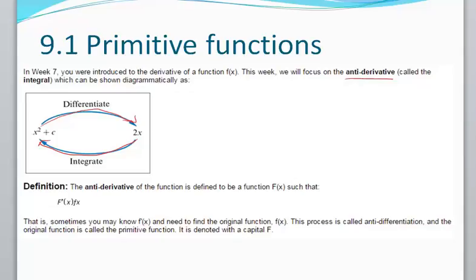We find our antiderivative. The antiderivative of a function f(x) is defined to be the function capital F(x), such that capital F dash x equals f of x. Sometimes we know our integral and want to go back and find our original function f of x. This is called anti-differentiation, and the original function is the primitive function.